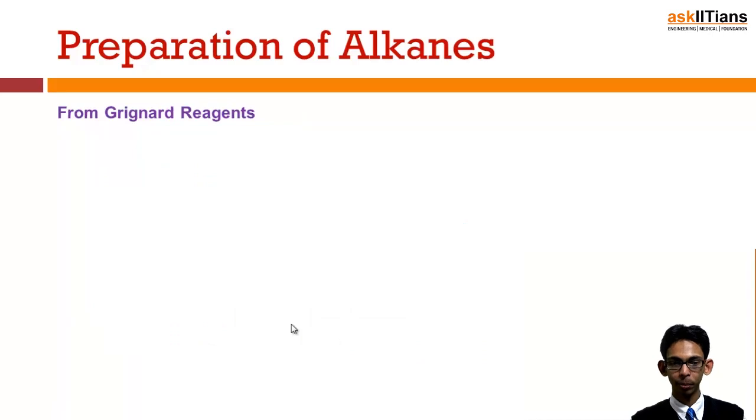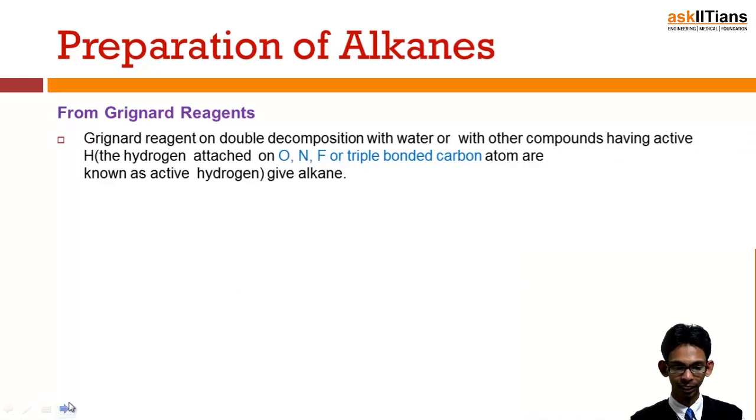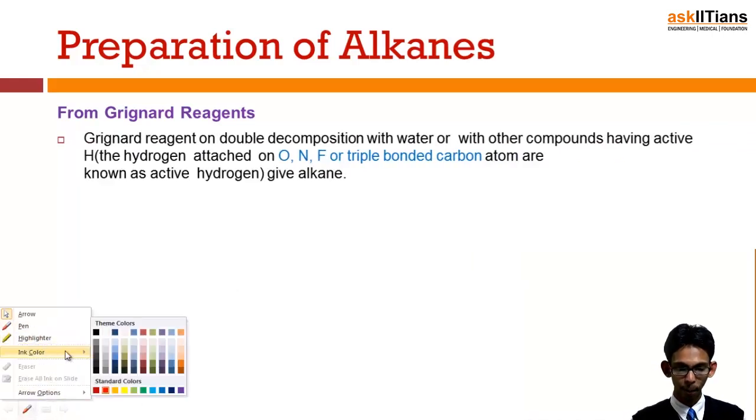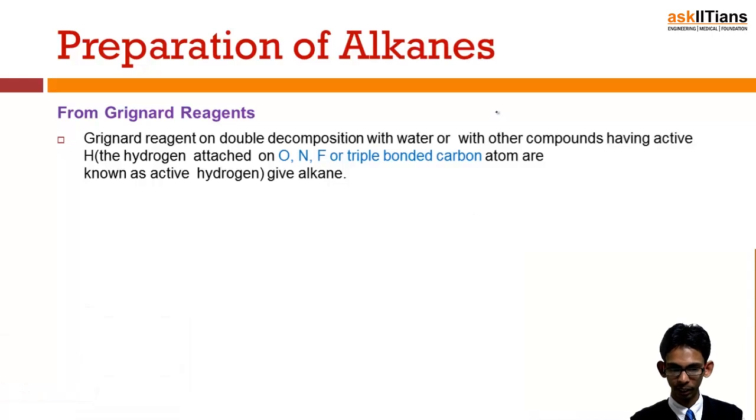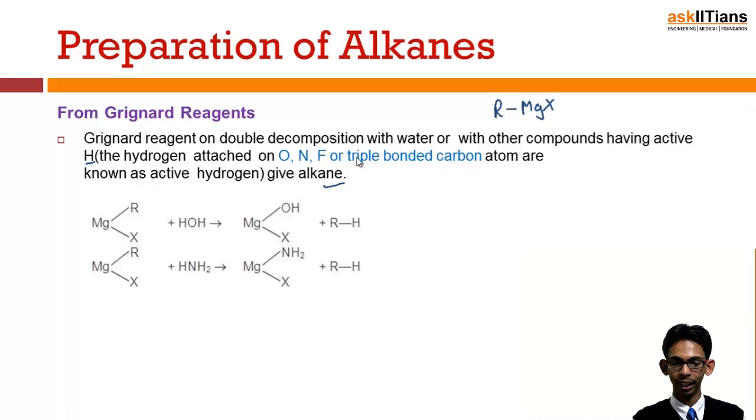Now another method for preparation of alkanes is from Grignard reagent, and we know what Grignard reagents are. Grignard reagents are actually alkyl magnesium halides. The general representation is RMgX. This is Grignard reagent. So Grignard reagent on double decomposition with water or with a compound having active hydrogen, active hydrogen meaning hydrogen attached to oxygen, nitrogen, fluorine or triple bond atoms, gives alkane like this.